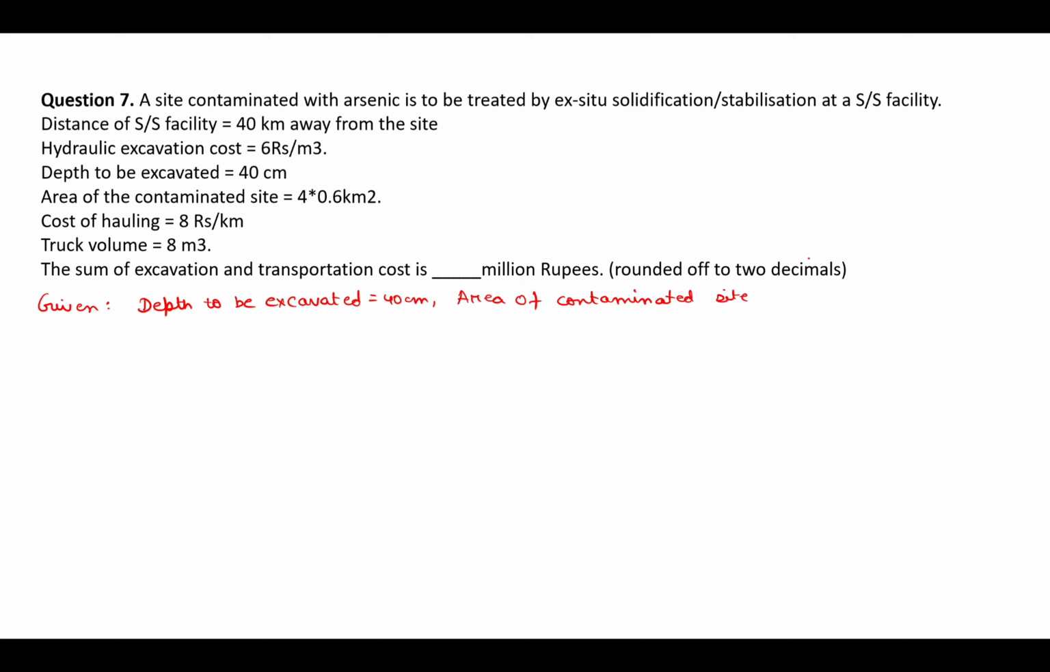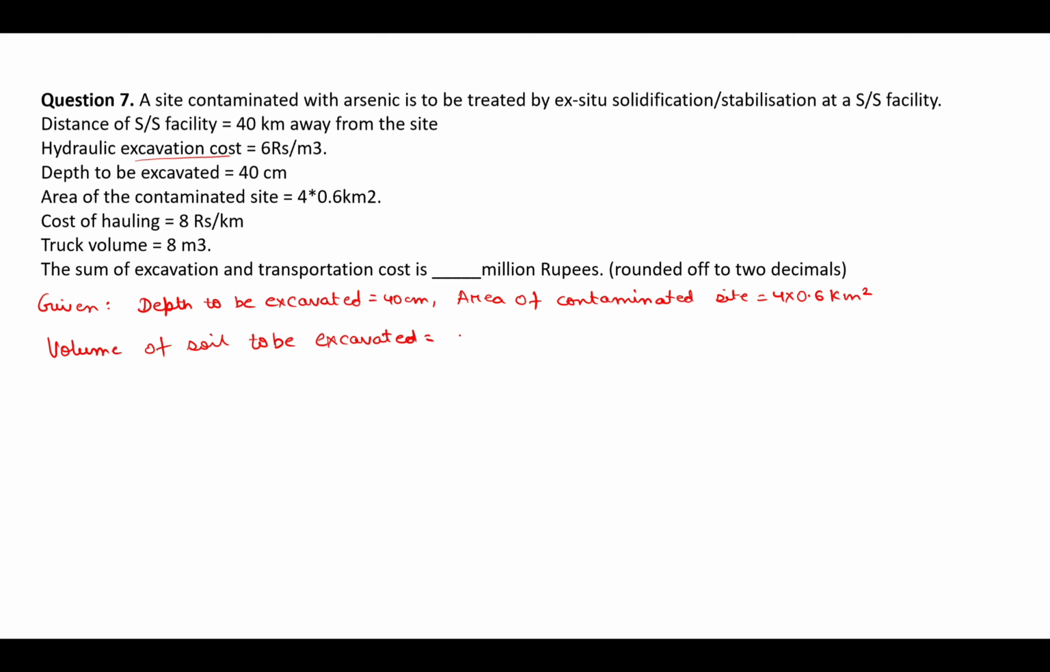It is given as 4 into 0.6 kilometer square. Okay, it's better to convert into meters, so we'll convert it later. So we have been given the cost of hauling and we have been given the excavation cost. So first we'll find out the volume of soil which needs to be excavated. So that will be equal to the area into depth.